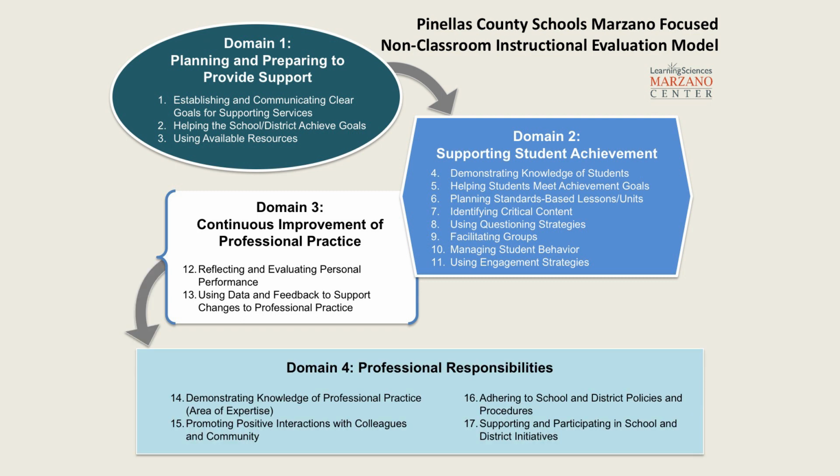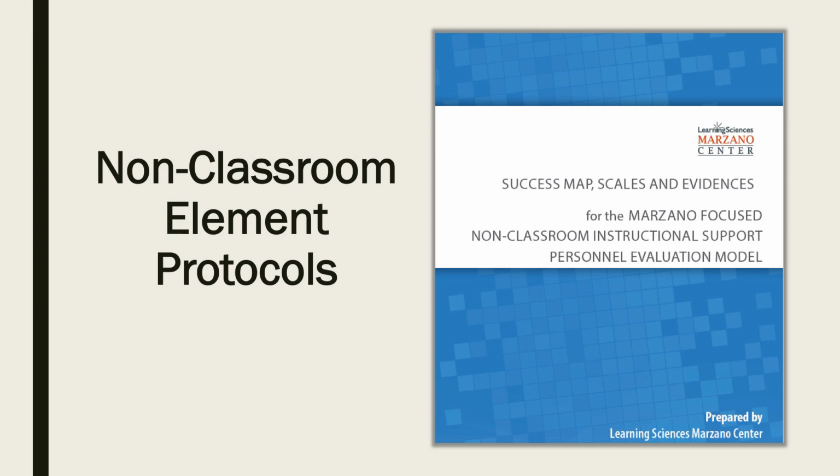Along the bottom is a light blue rectangle. This is Domain 4, professional responsibilities. This domain includes adhering to school and district policies and procedures, demonstrating knowledge of your professional practice, and promoting positive interactions with colleagues. Now that we've looked at all 4 of the domains, let's take a look at the element protocols. The protocols provide a more in-depth look into each of the elements included in the focused model.